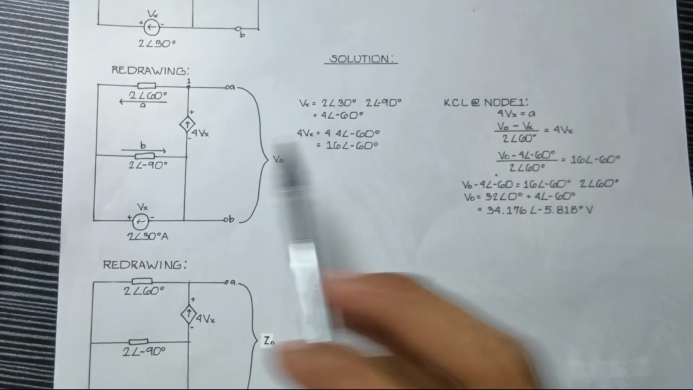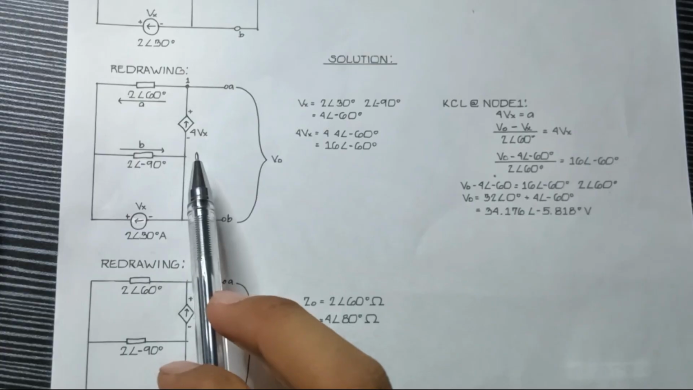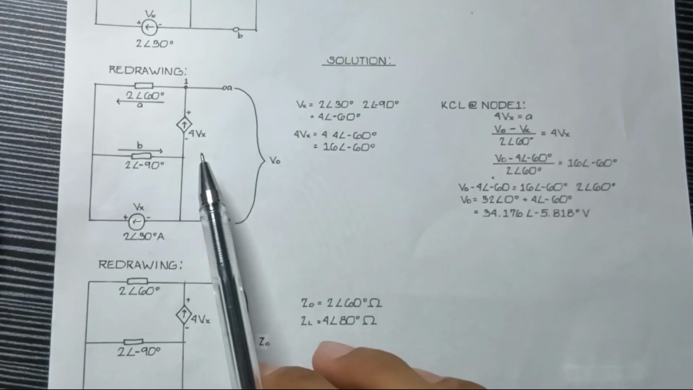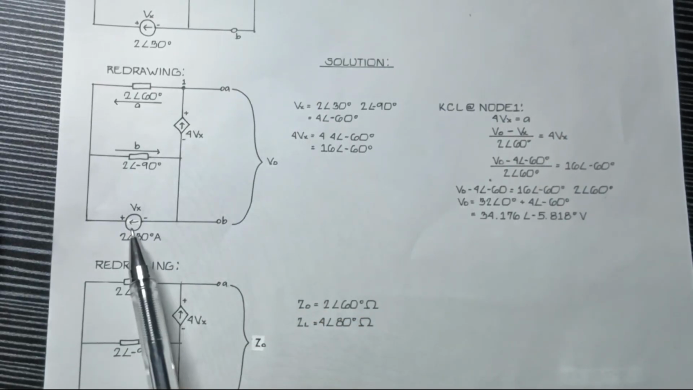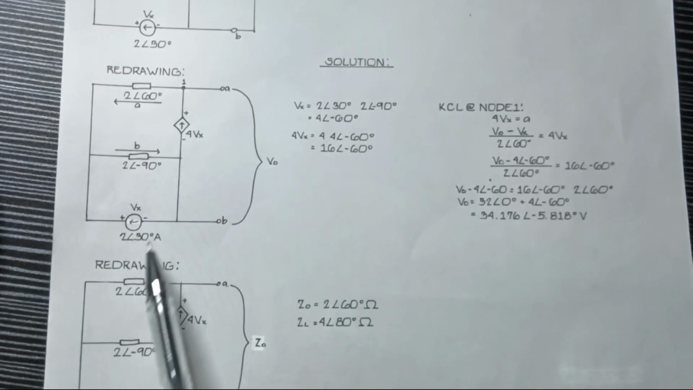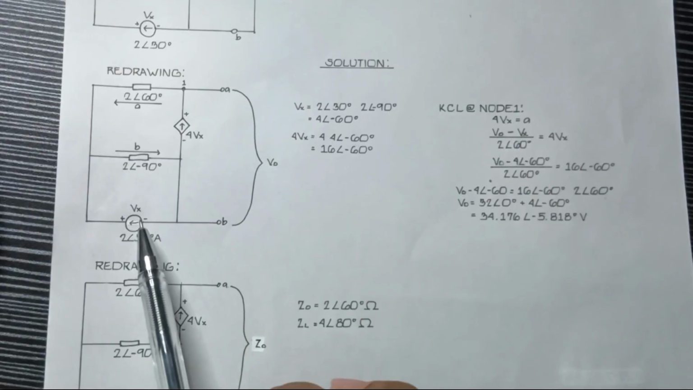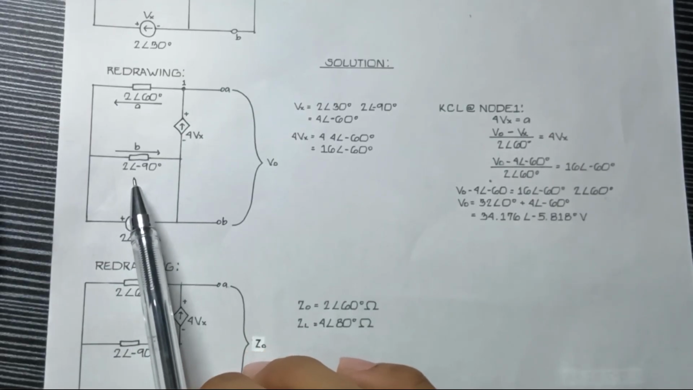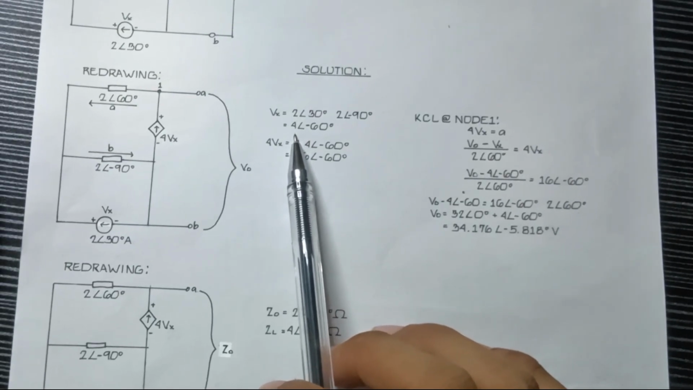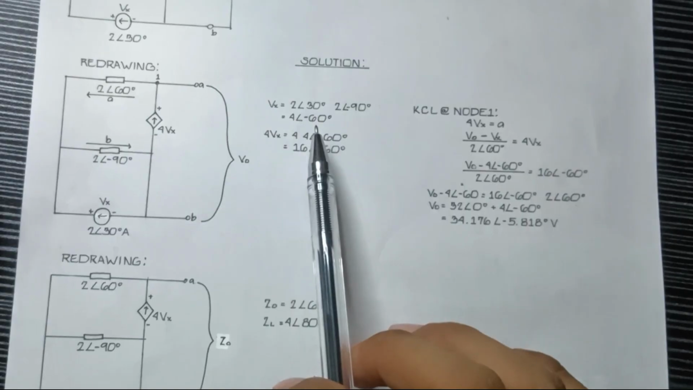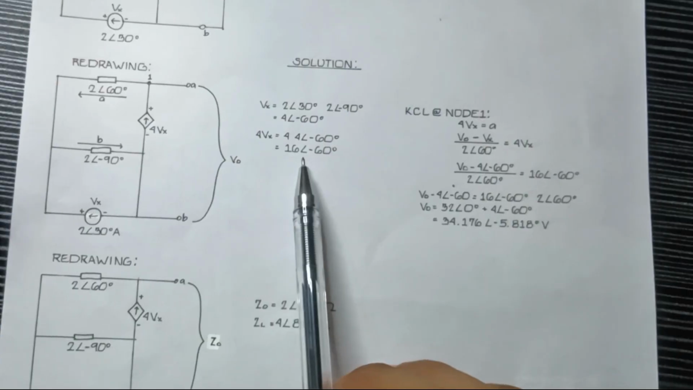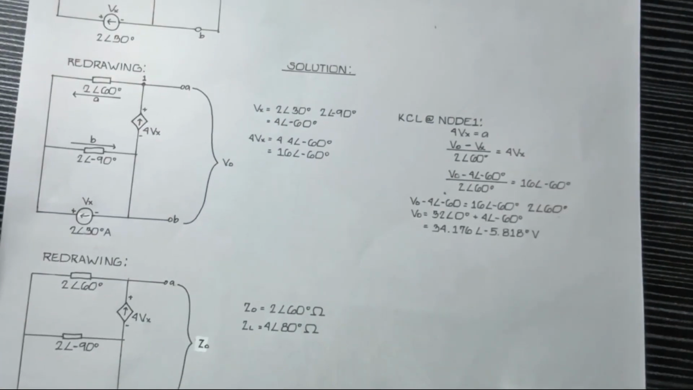So upon inspection, we must first get the value of our dependent source of 4Vx. In order to do that, we must first get the value of Vx, wherein it is also the current going through this closed circuit, wherein 2∠30° amperes would be the current going through 2∠-90°. Solving using a calculator, we get the value of 4∠-60° for Vx. Substituting the value of Vx to our dependent source, we get the value of 16∠-60°. Now, we have the value of our dependent source.